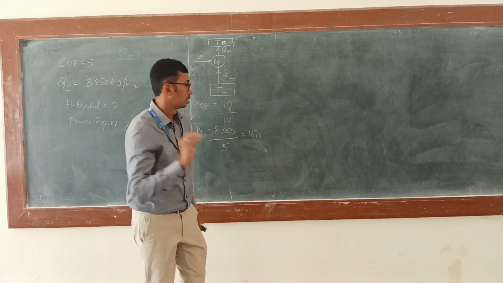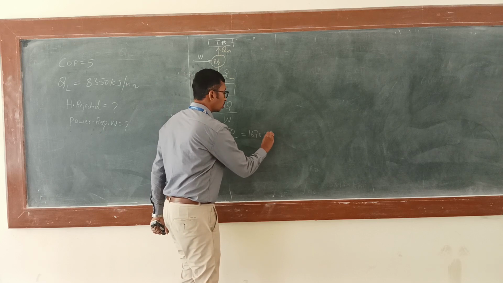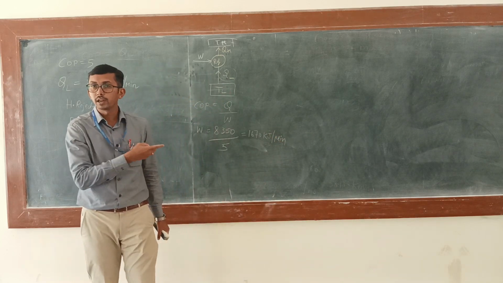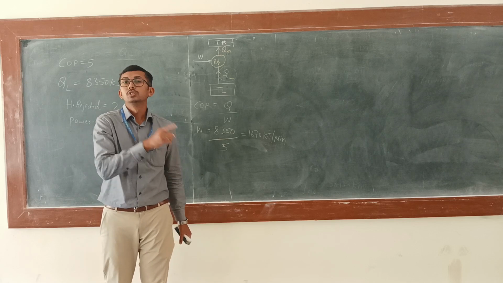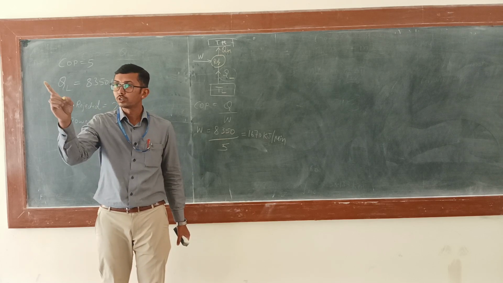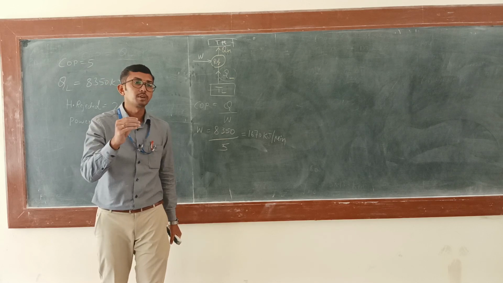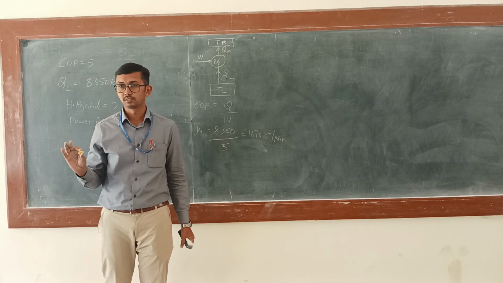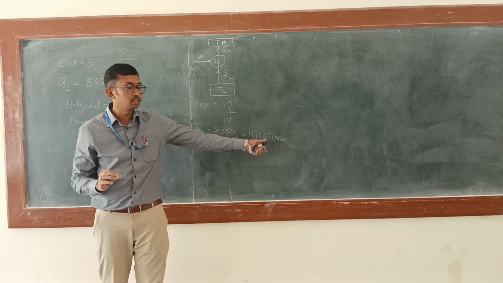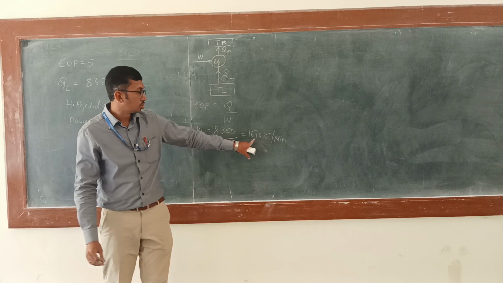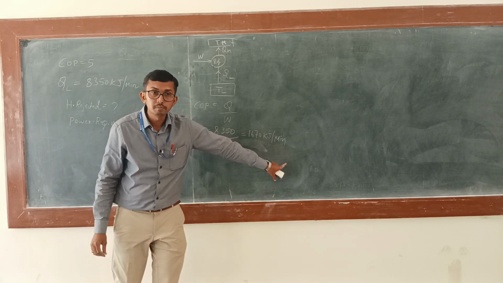Kilojoule per minute. See, remember why I'm telling this specifically. In the examinations, you're not going to write the proper unit, and then you will come running to us saying, I got less marks. Why did you get less marks? Because there is no unit for that. Okay? So this is kilojoule per minute.